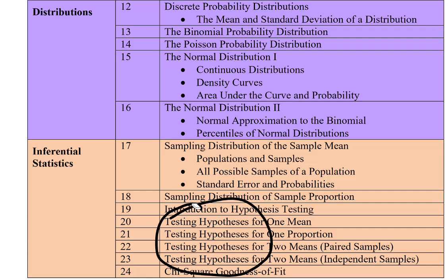And so most of these lessons are testing hypotheses for the average of a population, for the percentage of a population. We can test two populations. We can test non-numeric data. So there's all sorts of tools we're going to talk about in that last module.